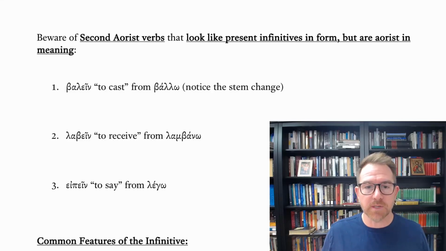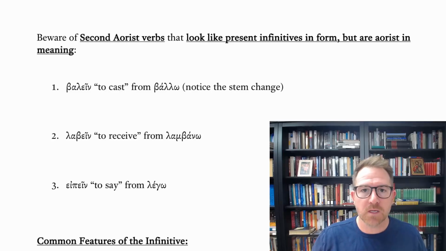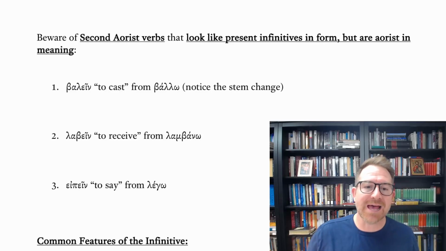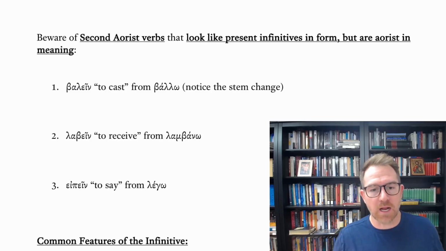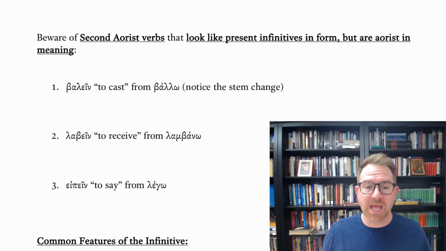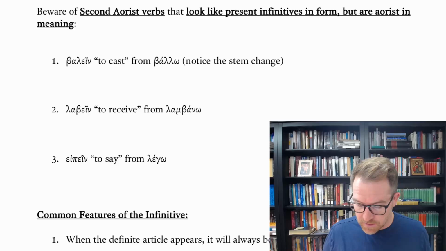So ballo, with the double lambda, I throw, I cast, as balein, when you have one lambda, that ein ending makes you think, oh, I'm looking at a present infinitive. It's actually an aorist infinitive because the stem has changed, just like what we see with the second aorist active, where you have those imperfect endings with the stem change. Lambano, as labein, to receive, is aorist because you've dropped the mu from lamb in the stem to lab in the second aorist infinitive form. Similarly, lego becomes eipon, and in the second aorist infinitive, eipein. So it looks active, or it looks present, but it's second aorist, and so it actually is an aorist infinitive.